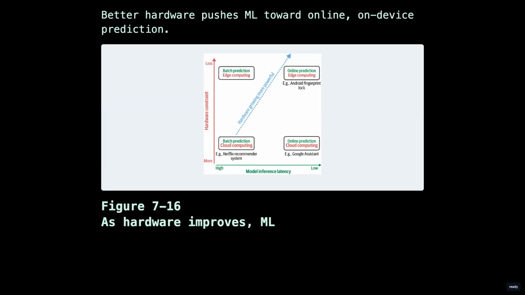That shift changes the deployment target, not the need for good engineering. The closer the model gets to the user, the more the system depends on efficient execution and careful resource use.